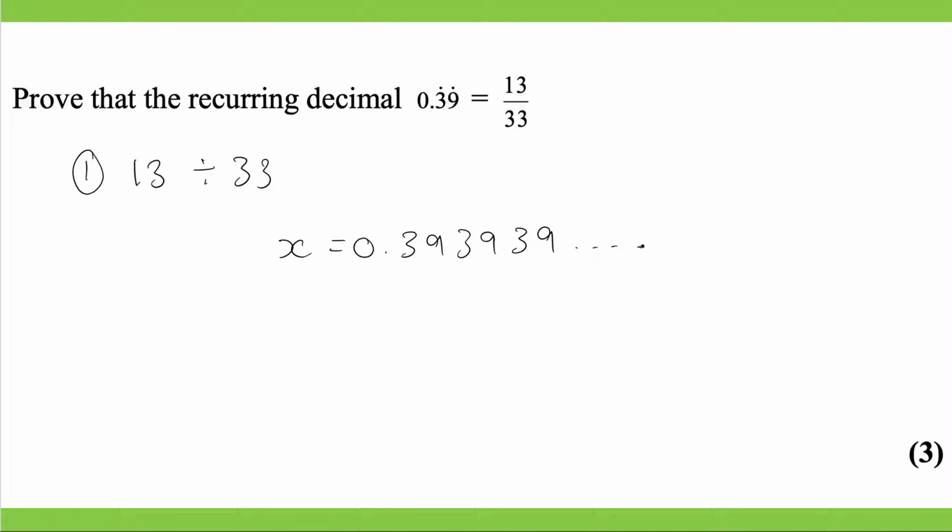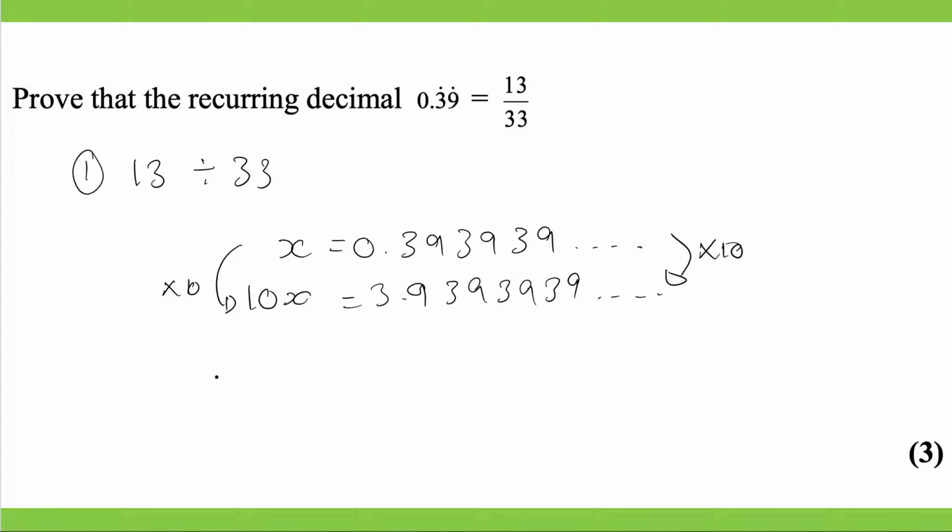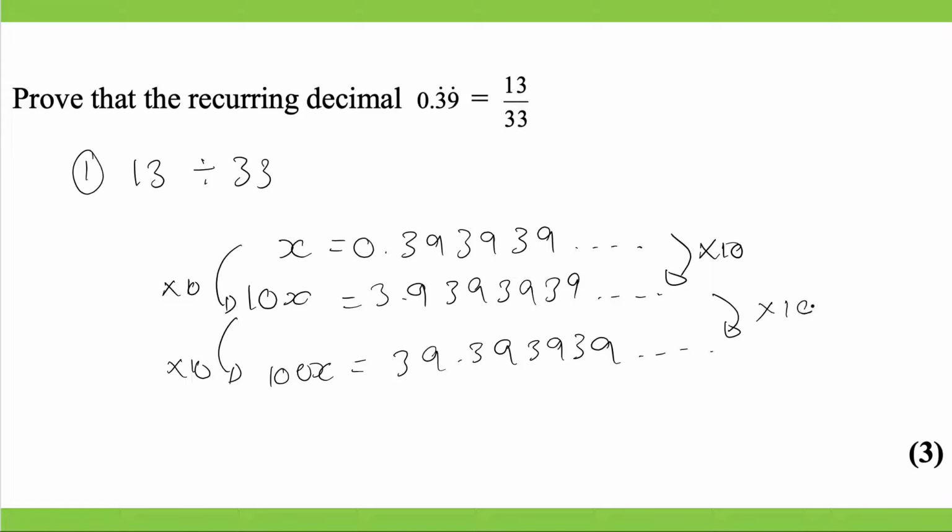So x would equal 0.393939. If we multiply this by 10, it would become 10x, and this would become 3.939393. Let's multiply this again by 10 to get 100x. Now it would become 39.393939. Now you can see the numbers after the decimal point are matching with x, which has 393939, and 100x, which has 393939.